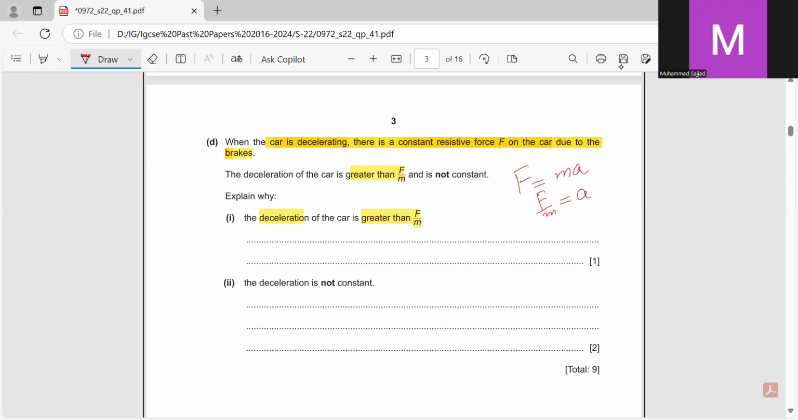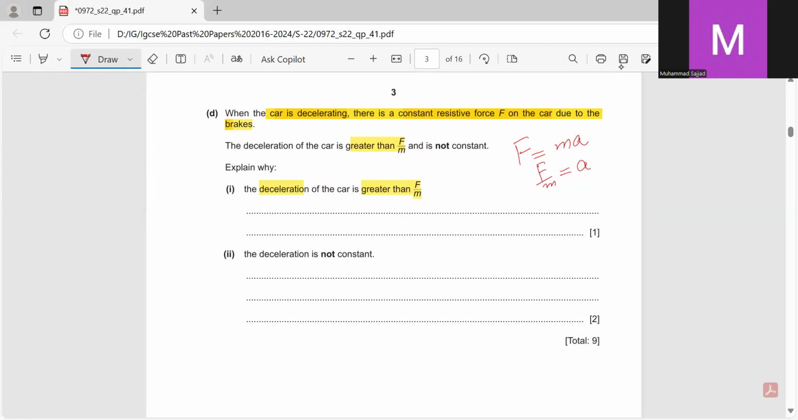So what can be the reason? The reason is very simple. Only one mark and one particular reason we can give. See, in the very first line of this part D, when the car is decelerating, there is a constant resistive force F on the car due to brakes. But we know when the car is on the road, there is also air resistance acting. So to decelerate the car, not only the brakes but also the air resistance is in action. That's why it is decelerating at a rate more than F over m.